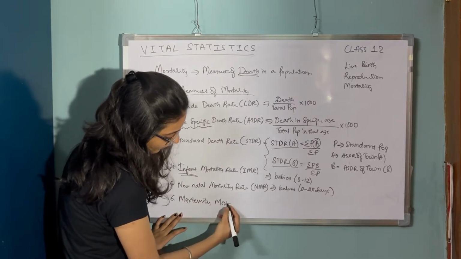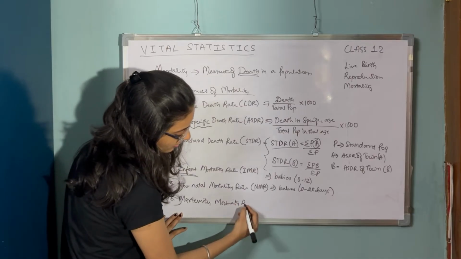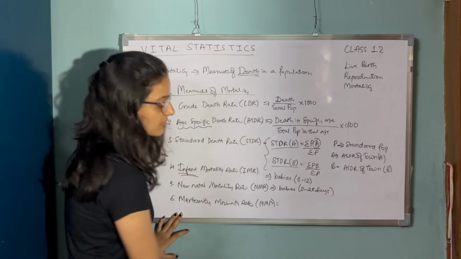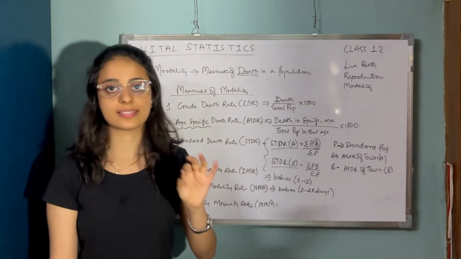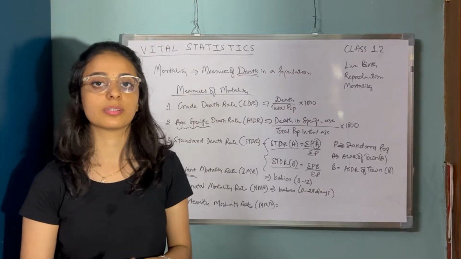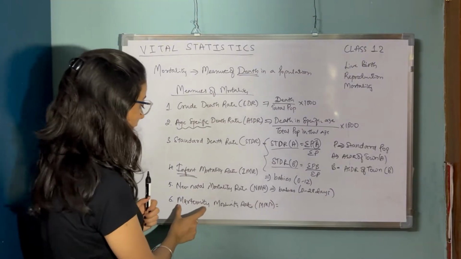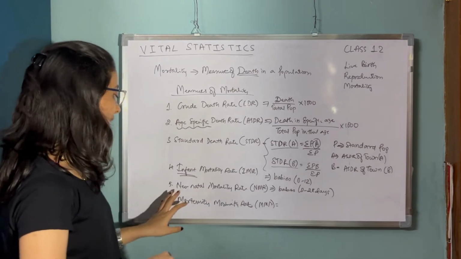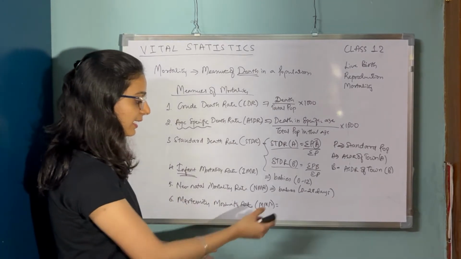Next there is maternity mortality rate, which is MMR. This stands for the number of deaths occurring to mothers because of childbirth. Number of deaths occurring to mothers, maternity, because of childbirth is taken into consideration for maternity mortality rate.